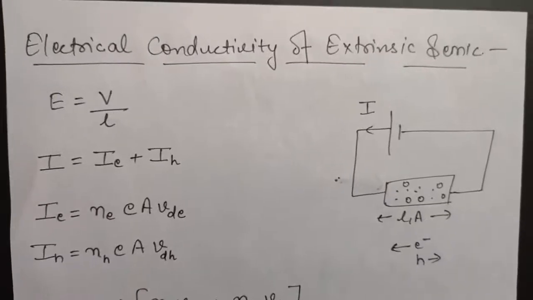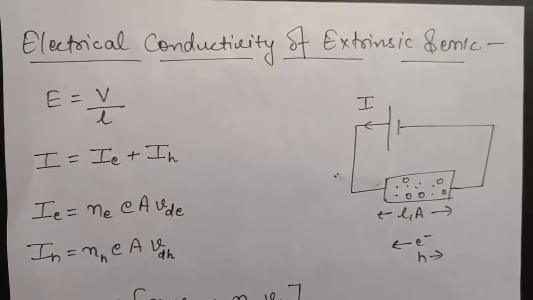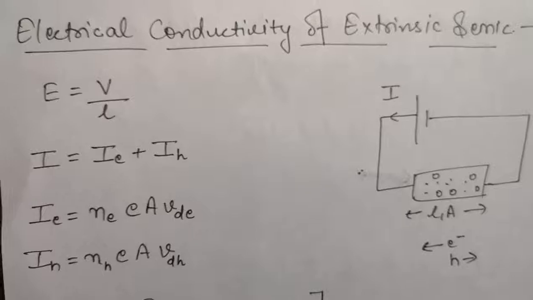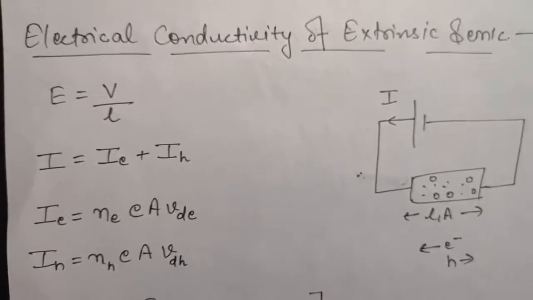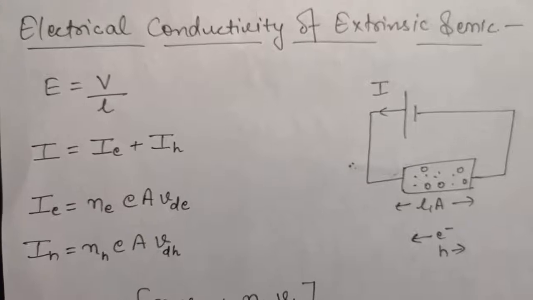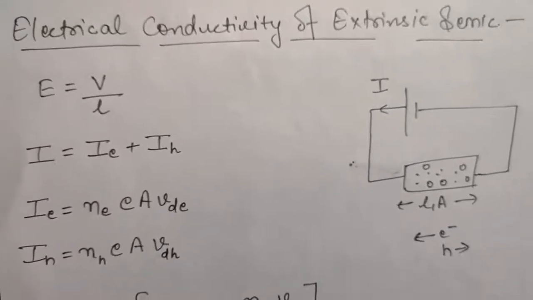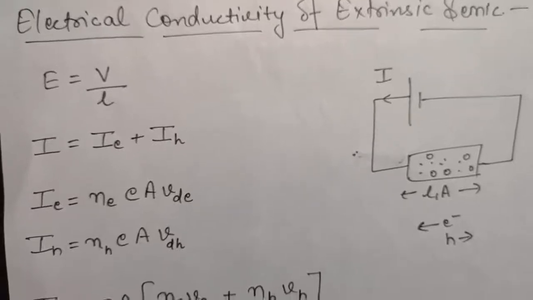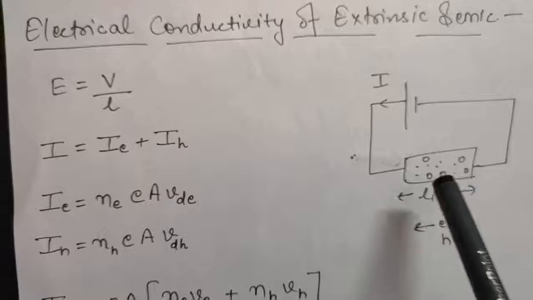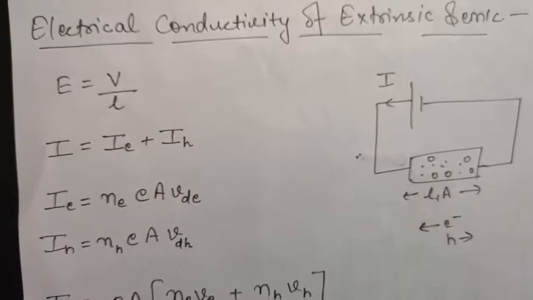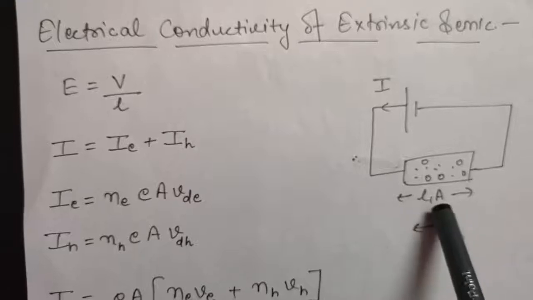Okay, so the next topic is electrical conductivity of extrinsic semiconductors. In this we will see how the conductivity of these semiconductors depends on temperature. First of all we will derive an equation for conductivity, and then we will relate it with temperature. For that I have taken a block of extrinsic semiconductor here, which has electrons and holes. Let us suppose its length is L and area is A.